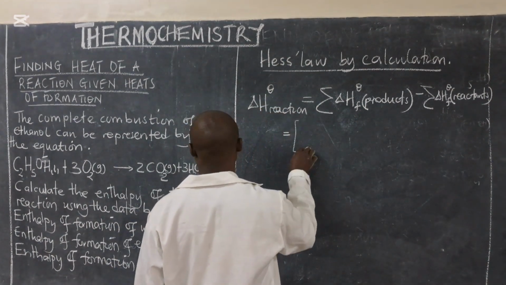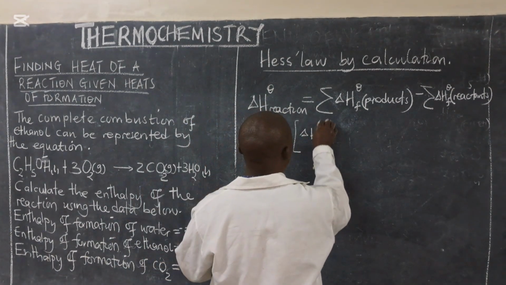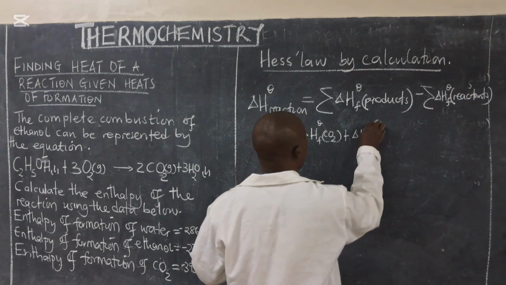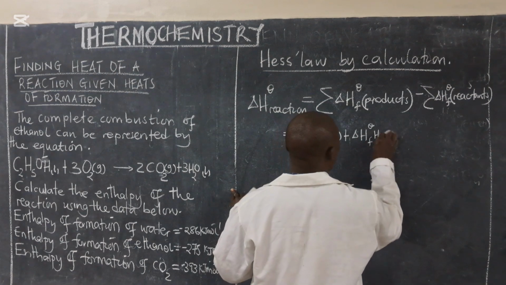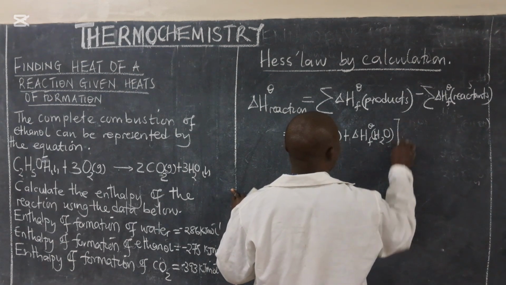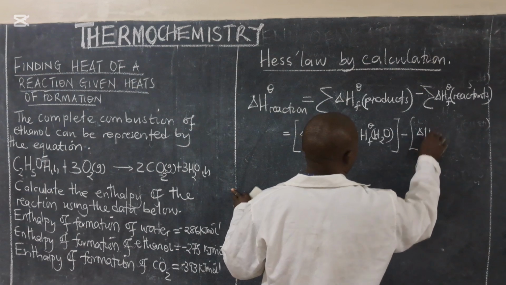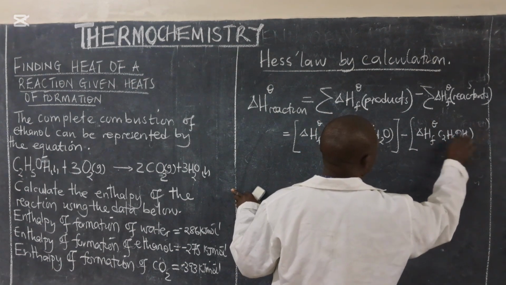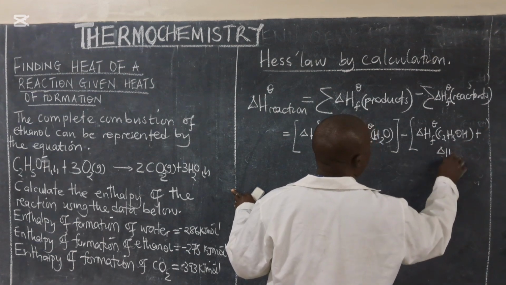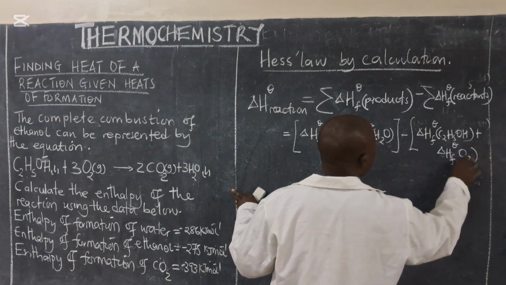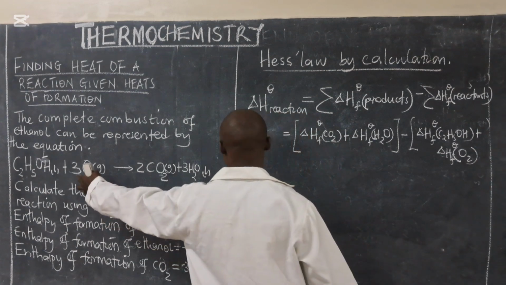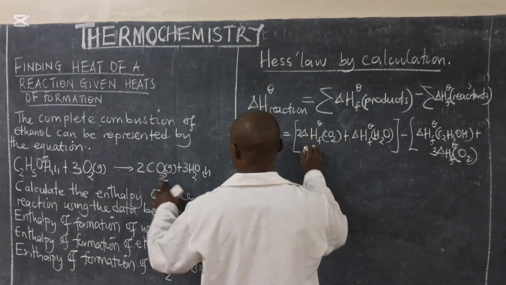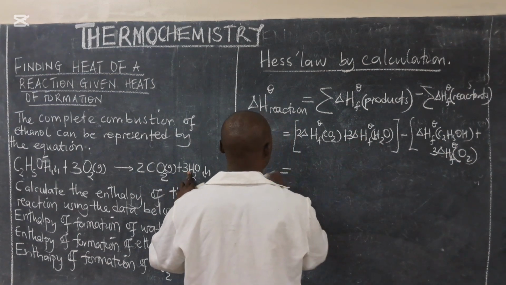So we are going to have the enthalpy of formation of carbon dioxide added to that of formation of water. Then we are going to subtract the enthalpy of formation of ethanol plus the enthalpy of formation of oxygen. But let's look at the stoichiometric coefficients. I have 3 on oxygen, so I will multiply by 3. Carbon dioxide 2, then water 3. So let's dive into that.